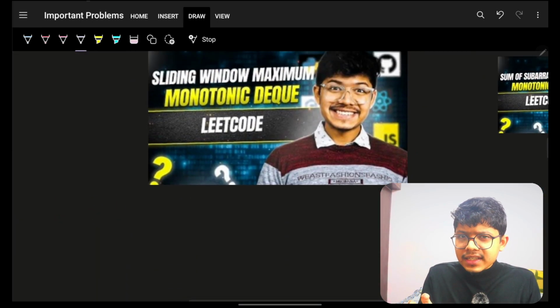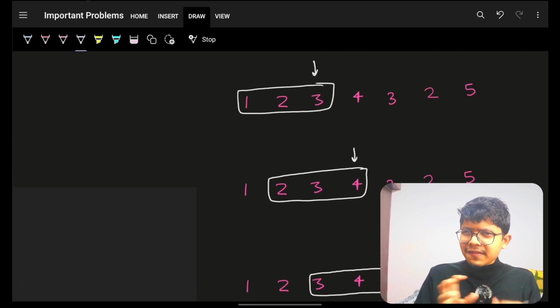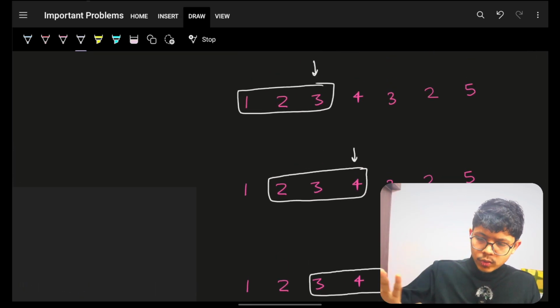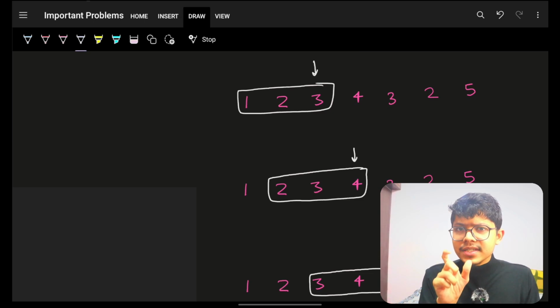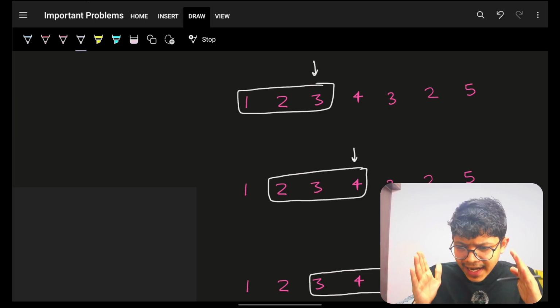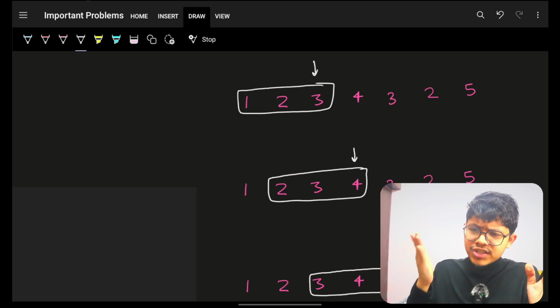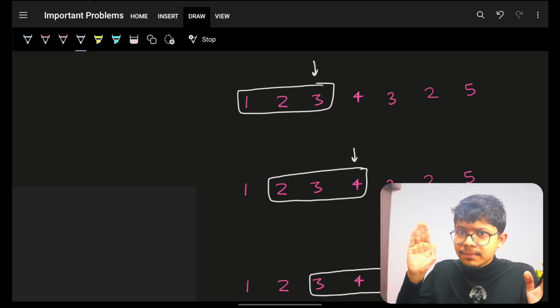So what you realized here is that I simply used a monotonic DEQ. Now you might have many questions on how to implement it. So no worries, we'll see in the implementation phase, but I hope you got the idea of what we are trying to do here and how we are shrinking the window, which is obvious.